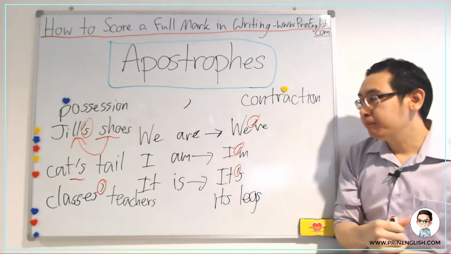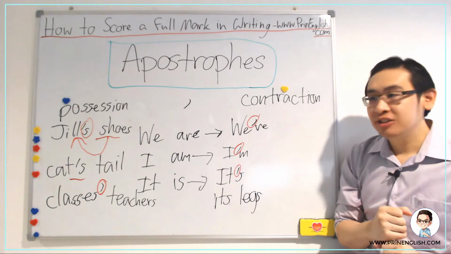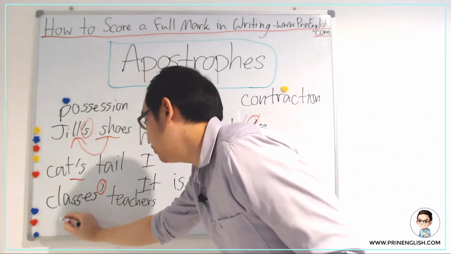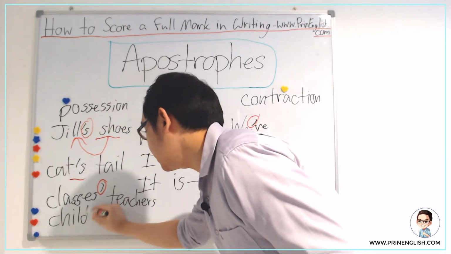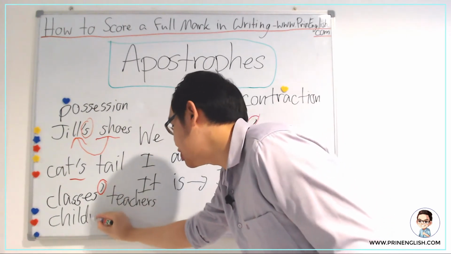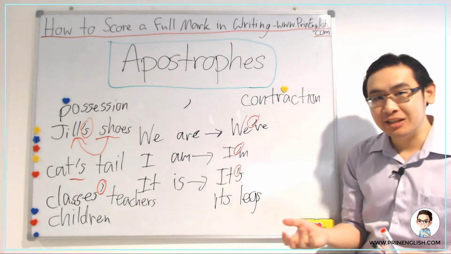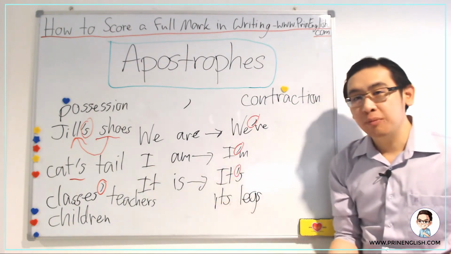Otherwise, it's correct to use apostrophe and s. But if the plural is, for example, the word children, so one child and many children, right, if we are talking about many children and we want to show possession, do we add apostrophe or apostrophe s?